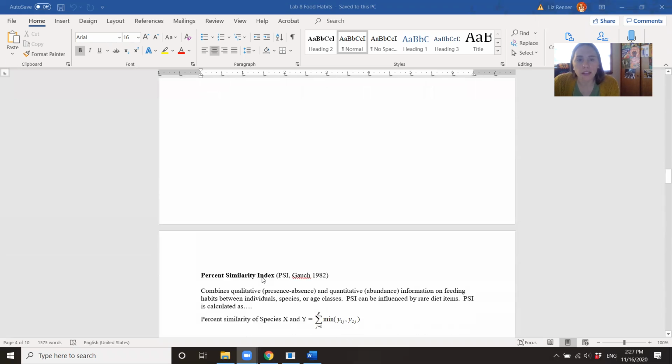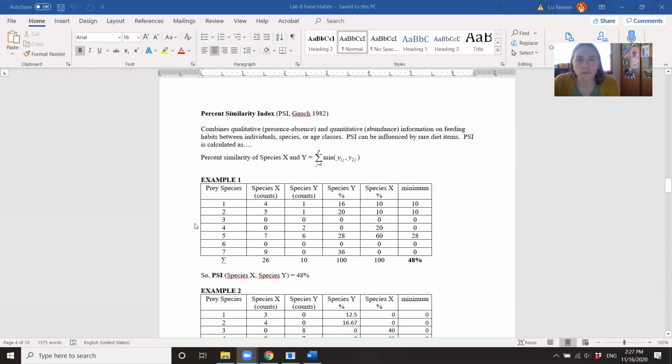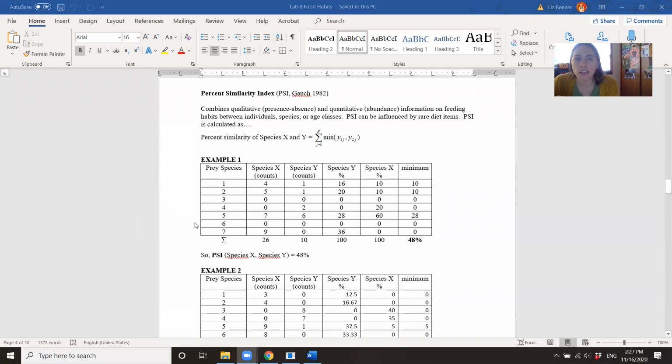Okay, so again, it's combining some of those data. And here's another example of an index that combines data, and that's the percent similarity index, the PSI. So we're done with the IRI, and now we're talking about the PSI. The PSI is combining qualitative, so presence-absence data, like a 1 or a 0, right? If it's not present, you give it a 0. If it's present, you give it a 1. So those are binary variables. And then it's also quantitative abundance information.